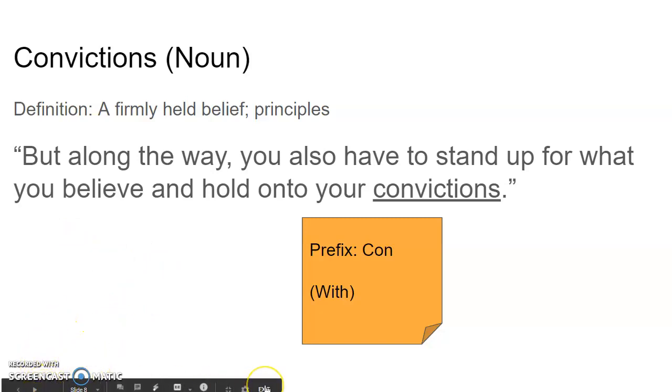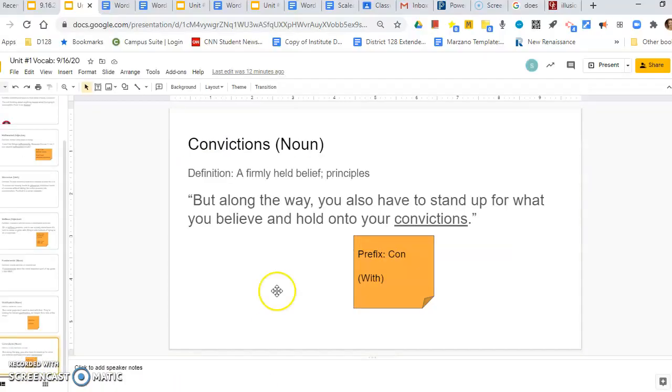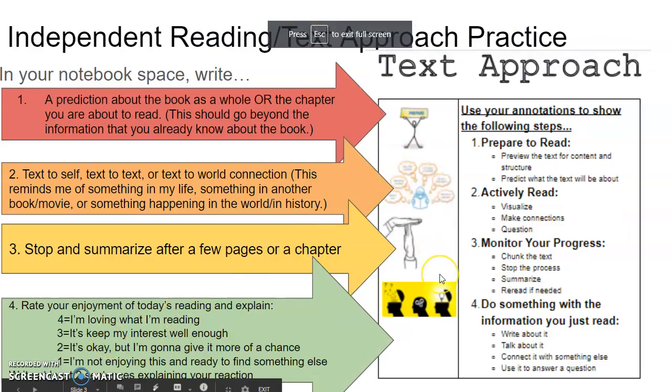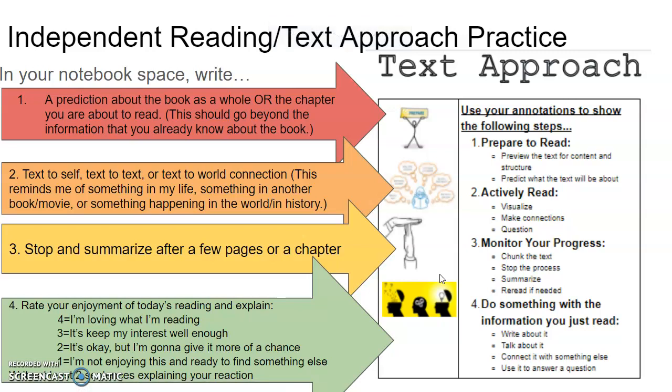All right, hopefully you have completed all 7 rows of your vocab chart and you are ready to work towards memorizing those words as we go on. The second part of our lesson today is going to ask you to read your outside reading book and to complete the 4 steps of text approach. If you remember in class on Monday, we learned this 4 steps of text approach.